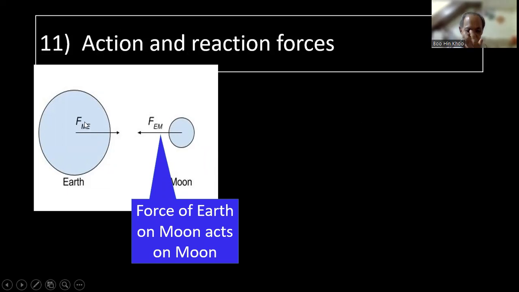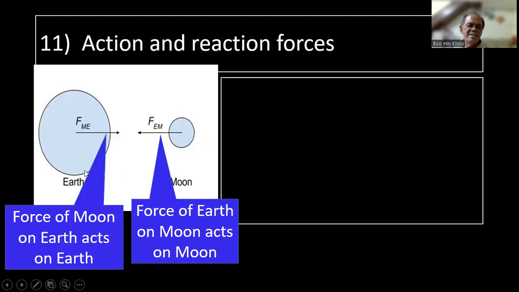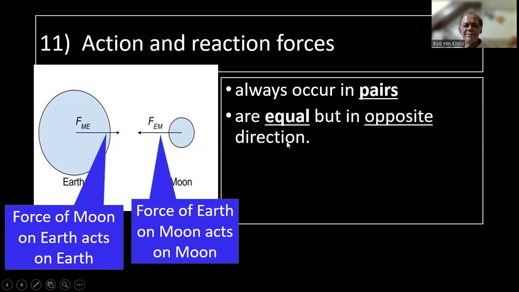This is the moon. This is the earth. So this is the force of the earth on the moon, and it acts on the moon. Whereas this is the force of the moon on earth. It acts on the earth. They occur in pair. Action and reaction force occur in pair. They are equal but in opposite direction.